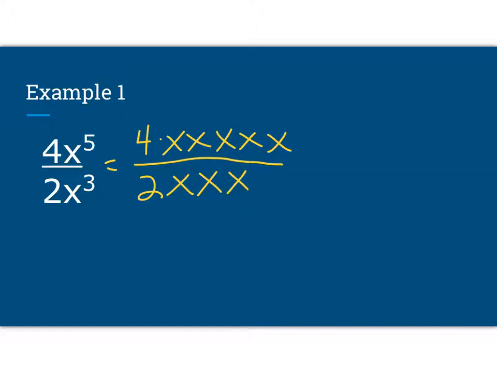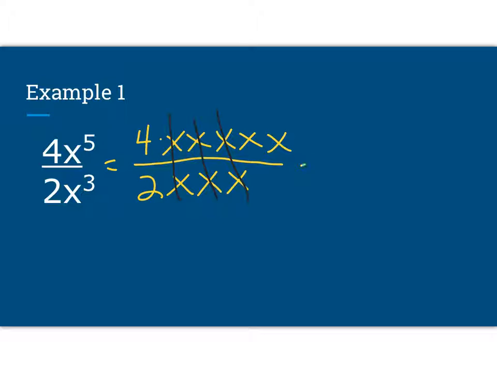And then we just said when you have the same number on the top and the bottom, we can cross it off. So right here we have an x on top, x on the bottom. When you divide those, you're going to get 1. So those guys cancel each other out. Here's another x over x that cancels out. So we can actually cross off 3 x's from the top and 3 x's from the bottom.